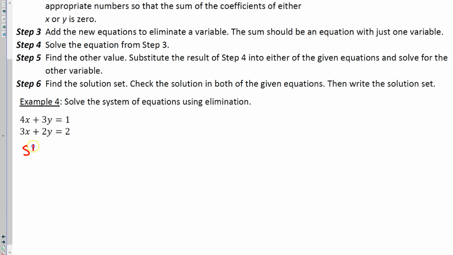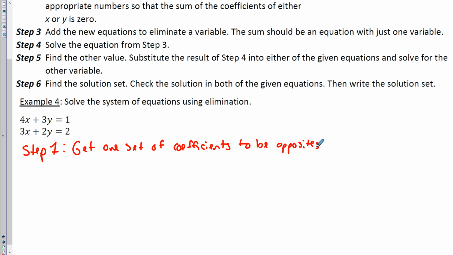So step 1 is to get one set of coefficients to be opposites of each other. And again, we have choice on this. We could choose either x or y.